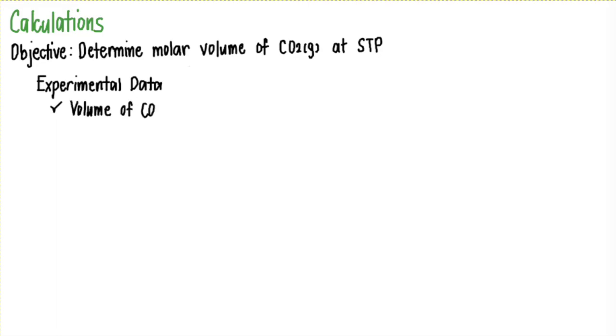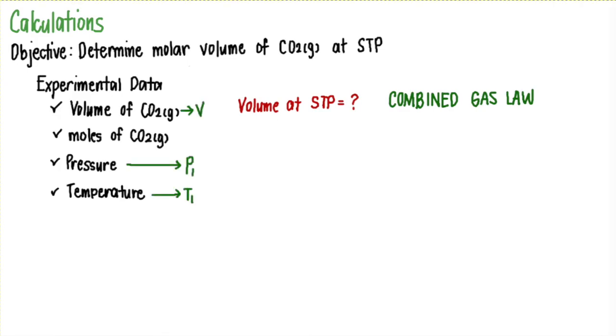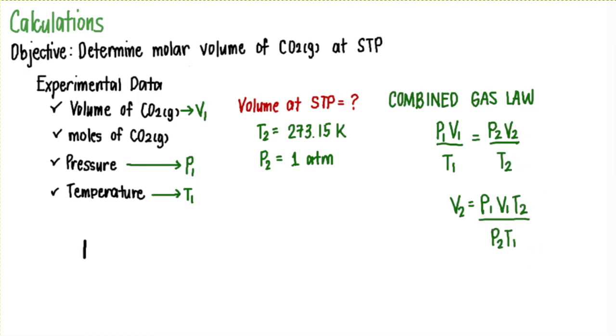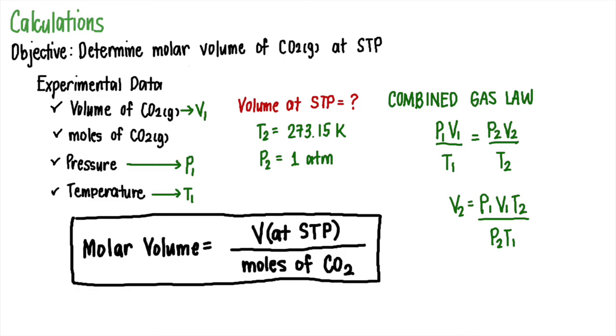Now, we have the volume of these moles of carbon dioxide under the pressure and temperature that you measured during the experiment, right? So how do we determine the volume at STP? We use the combined gas law. Say T1, P1, and V1 are the parameters that you measured during the experiment. T2 and P2 are the standard temperature and pressure. You can readily compute for V2. And once you have the volume at STP, you just divide this by the moles of carbon dioxide to get the molar volume of carbon dioxide.